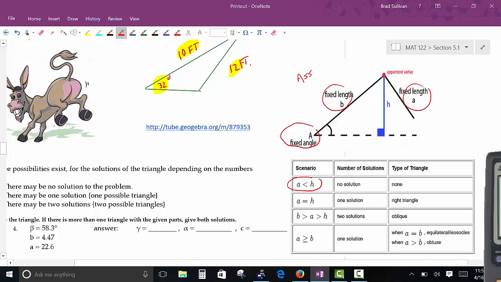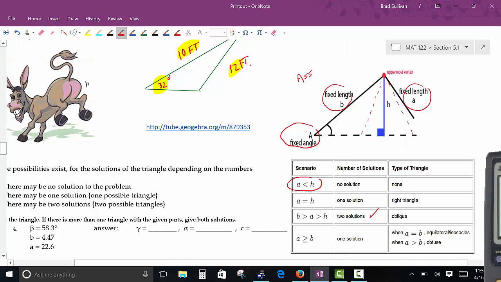So if H ends up being smaller than B but bigger than H, just imagine if this length is a little bit bigger than H, then you could have a triangle here. Or you could have a triangle there. You could have this big triangle or that small triangle. So if A is in the middle of the height of the triangle in this, then you're going to get two solutions, okay, like that.